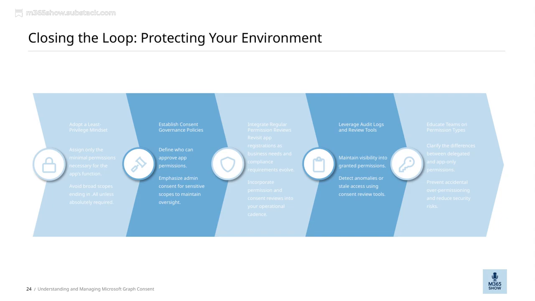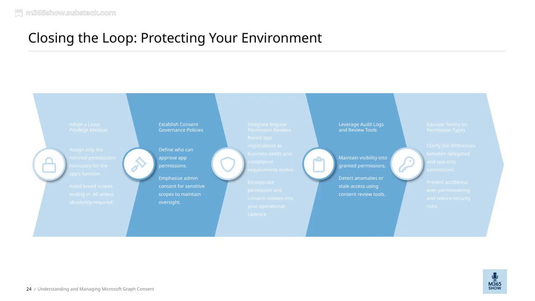As your business needs evolve and compliance requirements change, revisit your app registrations accordingly. Incorporate permission and consent reviews into your operational routines. This isn't a one-time task, but an ongoing process to stay in control. It's also vital to define who has the authority to approve app permissions. For sensitive scopes, emphasize admin consent to keep oversight tight. Establish clear consent governance policies so everyone knows the boundaries and responsibilities.